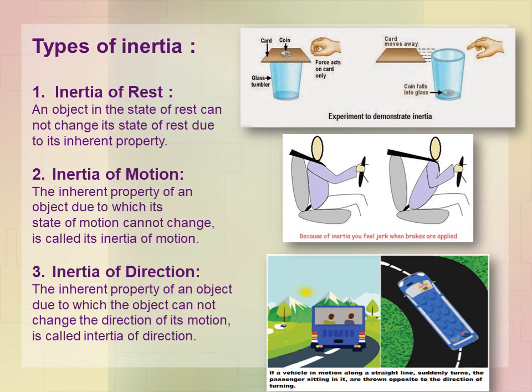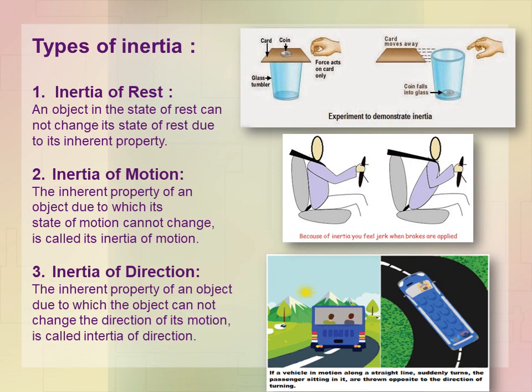Third, inertia of direction. The inherent property of an object due to which the object cannot change the direction of its motion is called inertia of direction. For example, if a vehicle in motion along a straight line suddenly turns, the passengers sitting in it are thrown opposite to the direction of turning.